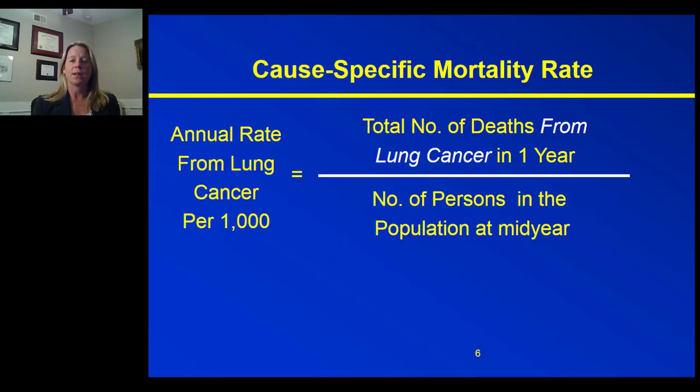So the next example is cause-specific mortality rate. The particular example I'm presenting has to do with all deaths in 1 year associated with lung cancer. And so again, the numerator would be the total number of deaths in 1 year from lung cancer, and then the denominator would represent the number of persons in the population at mid-year.